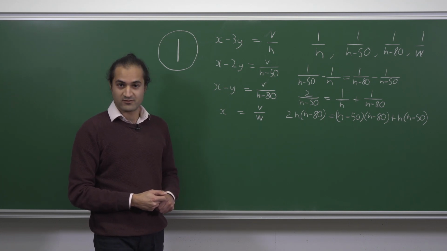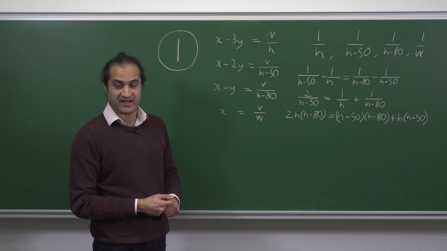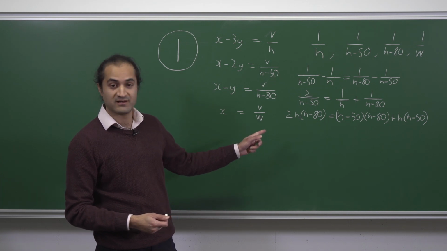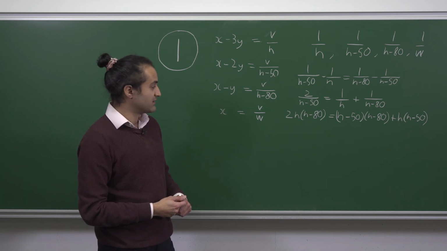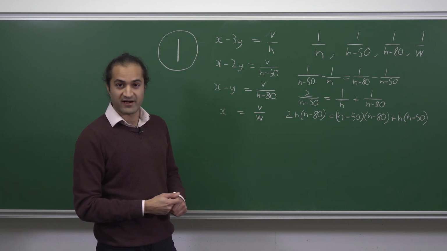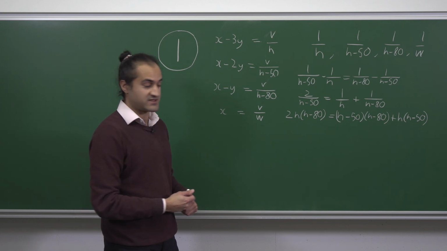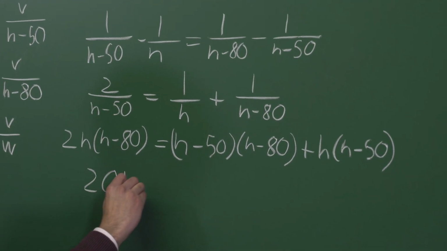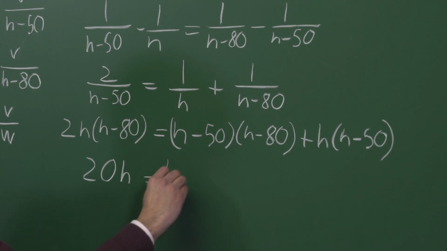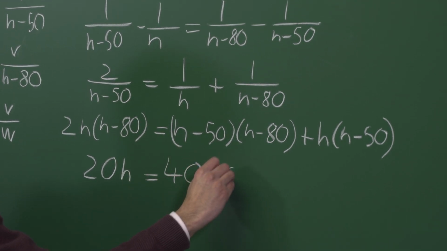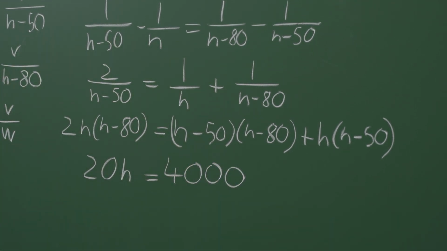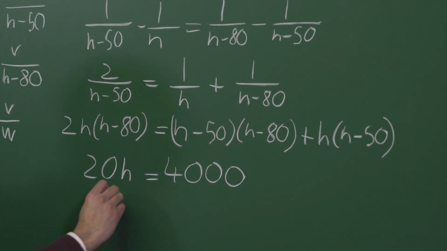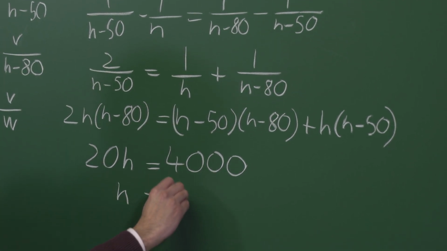But there's good news. All of the h squareds will cancel. There is 2h squared on the left and 2h squared on the right. So after multiplying out and simplifying, we find the following equation for h. And we can solve this to find that h is 200.